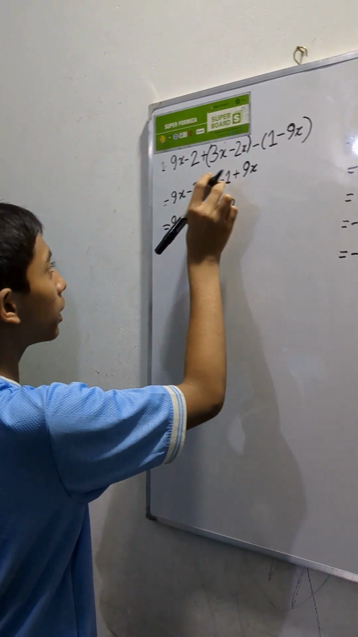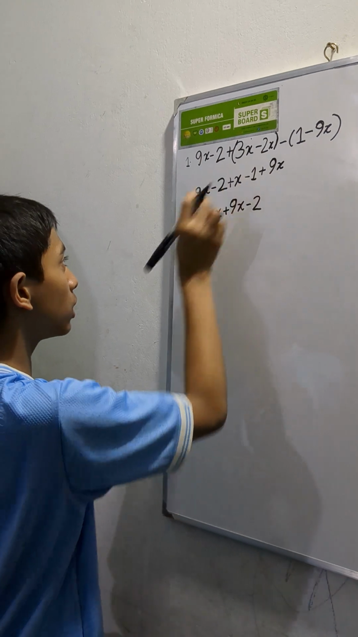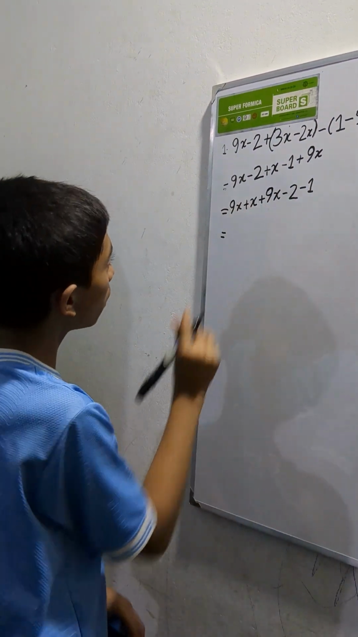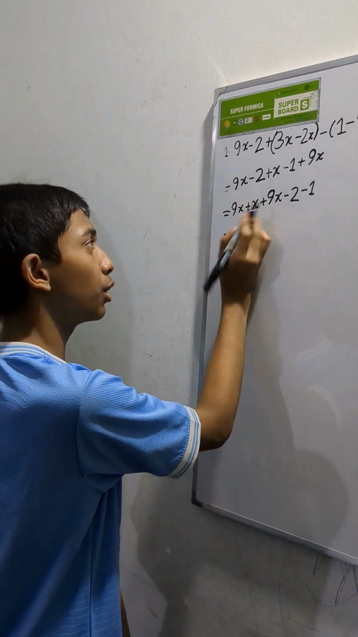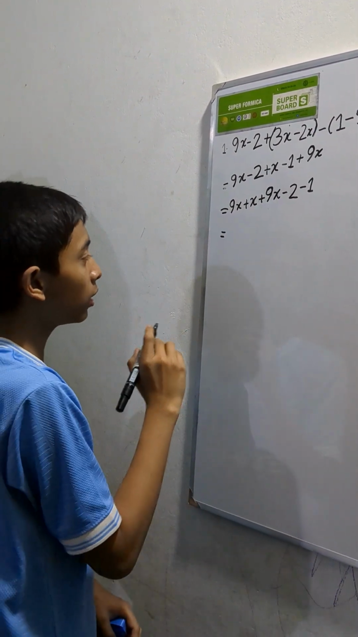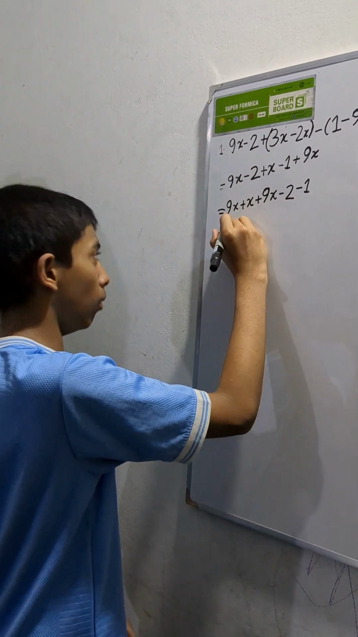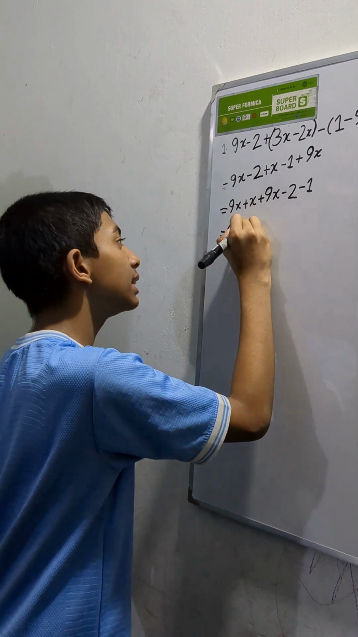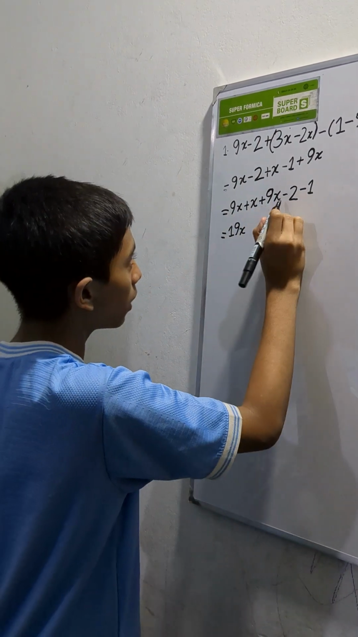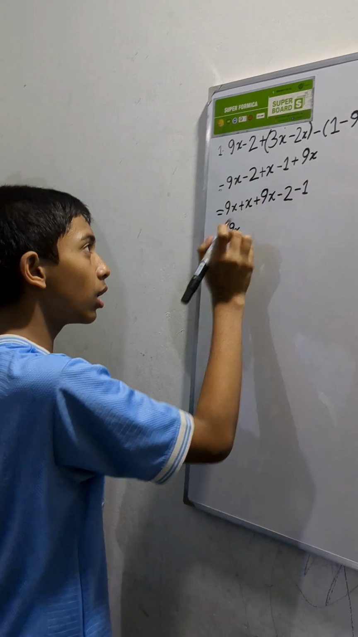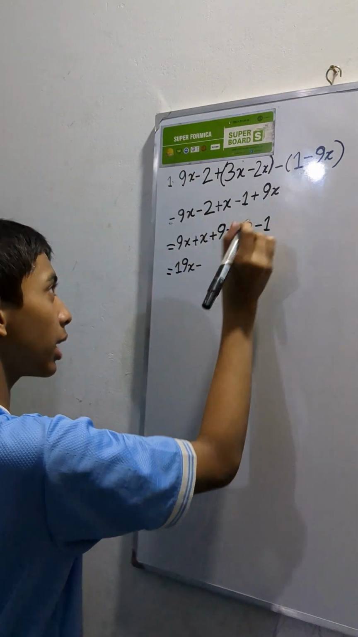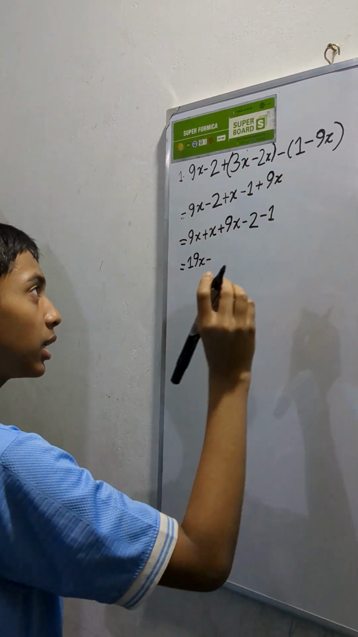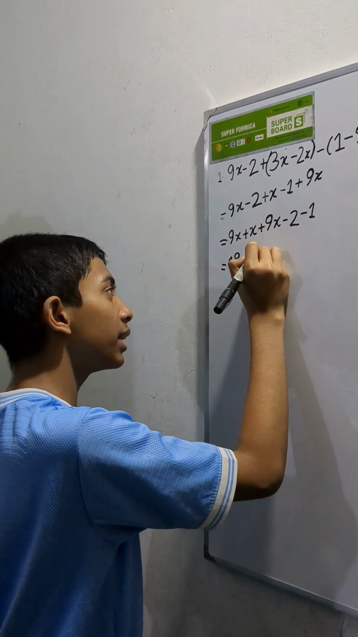And here's minus 1 before x, and as I took this here, I'll write minus 1. Okay, now 9x plus x plus 9x is 19x minus 1. Here's 2 minus, and if you multiply minus with minus it is plus, so we'll add this, so minus 3.